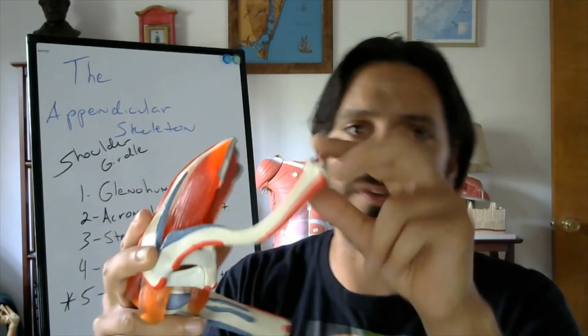Okay. But this end of the clavicle, like I went over earlier in the PowerPoint, is the sternal end, and then this end right here is the acromial end. Okay, so we have the sternal end and the acromial end here.